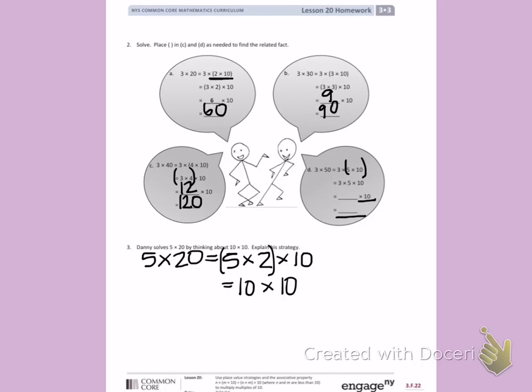Use your own words to explain the steps Danny took in solving that problem, starting with how he broke apart the 20.